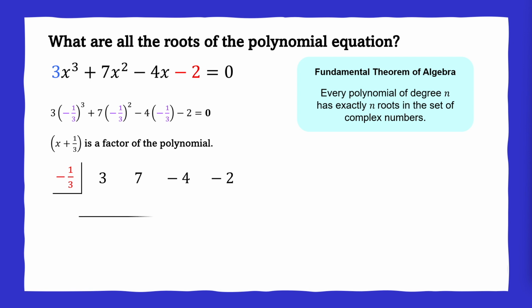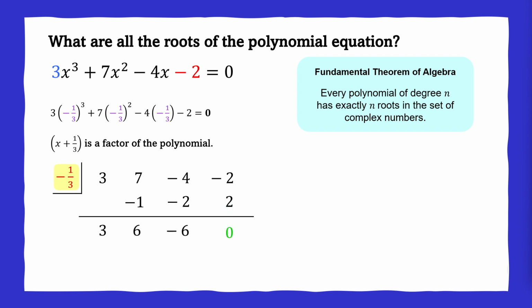Begin by bringing down the first coefficient, 3. We multiply it by -1/3, which gives -1. Adding this to the second coefficient, 7, we get 6. Then we multiply 6 by -1/3, giving -2. Adding this to the third coefficient, -4, we get -6. Multiplying -6 by -1/3 gives 2. And adding this to the last coefficient, -2, we get 0. This confirms the division is exact.